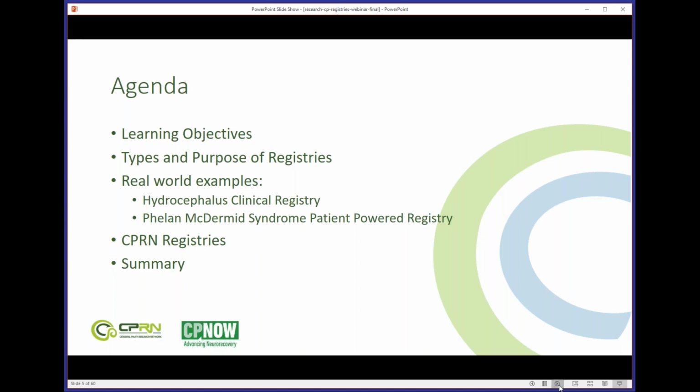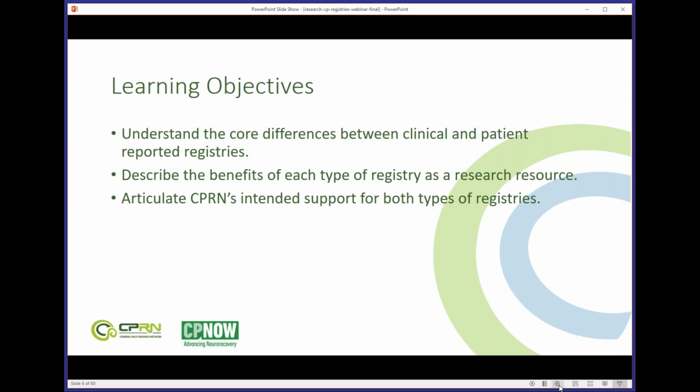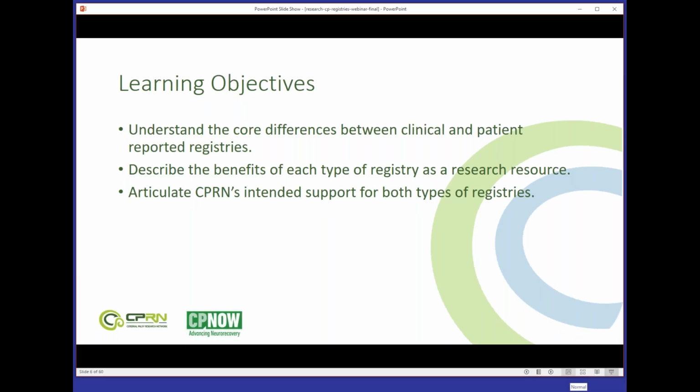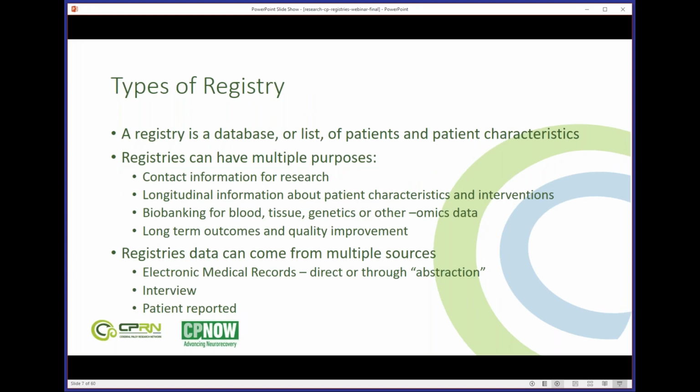in CP. So our learning objectives are for you to understand the core differences between a clinical registry and a patient-reported registry. So we have examples of both of those this evening, and to get a sense of the benefits of each type of these registries as a resource for conducting research. And both the speakers are going to really speak to those points. And then ideally, you are able to understand and articulate what CPRN's intended level of support is for these types of registries.